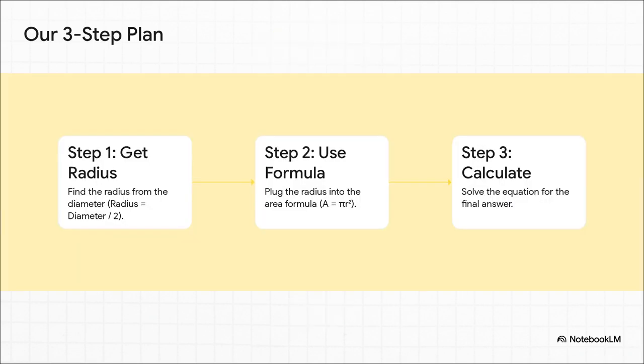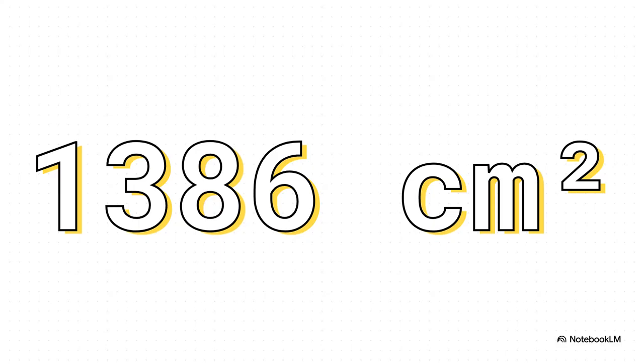But don't panic, we just need a clear plan. Step 1, get the radius from the diameter. Step 2, plug that radius into our pi r squared formula. And step 3, calculate the final answer. See? It's that simple. Let's walk through it together. So, following our plan, the radius is just half of 42, which is 21. We plug that into the formula, we get 22/7 times 21 squared, which gives us 1,386 square centimeters. See? A simple plan makes any question totally manageable.